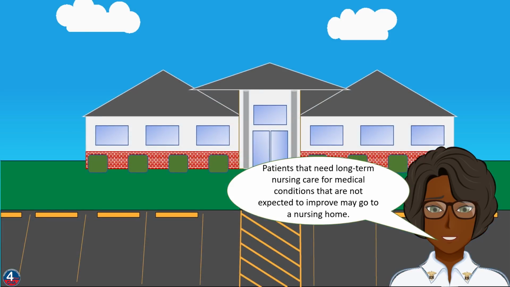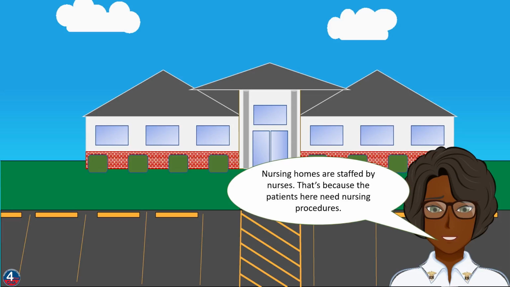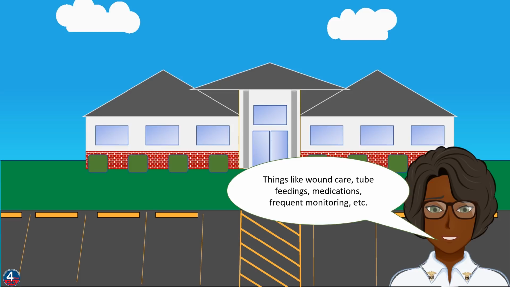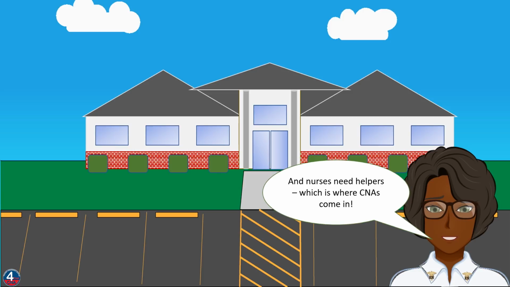Patients that need long-term nursing care for medical conditions that are not expected to improve may go to a nursing home. Nursing homes are staffed by nurses. That's because the patients here need nursing procedures. Things like wound care, tube feedings, medications, frequent monitoring, etc. And nurses need helpers, which is where CNAs come in.